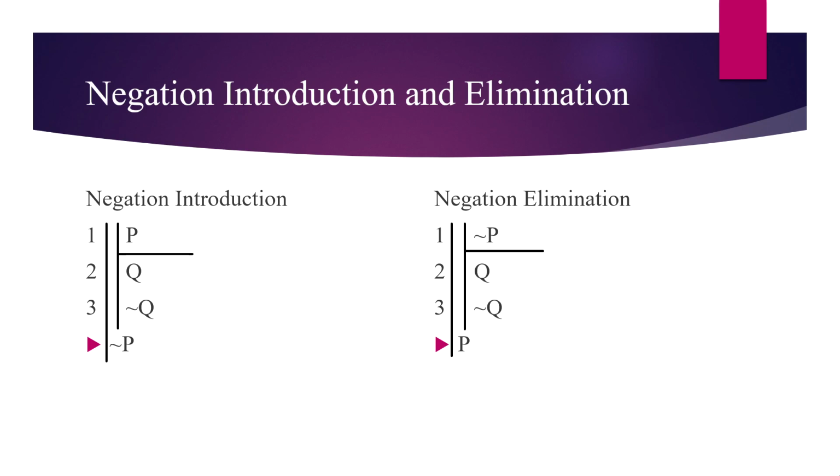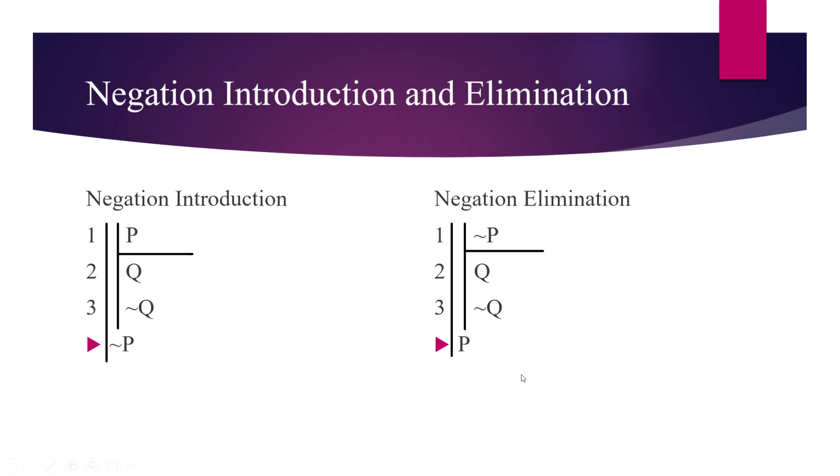The goal with negation elimination is exactly the same. You're assuming something and then trying to derive a contradiction so that you can get the opposite back on the main scope line. The difference is that the sentence you're trying to get on the main scope line is not negated. So you assume that sentence with a negation added onto it. So here it's not the case that P. And then after you get the contradiction, you write down that sentence without the negation, eliminating that negation back on the main scope line.